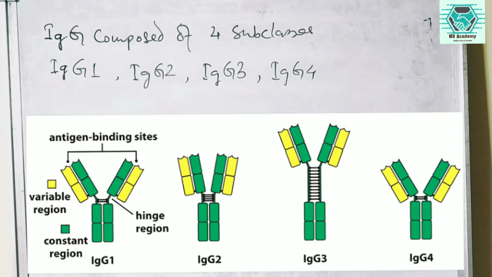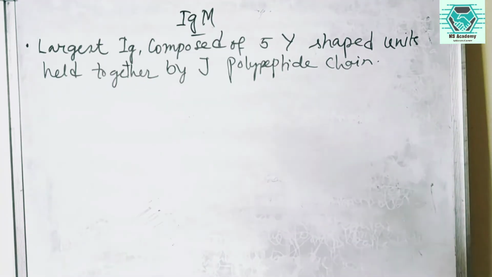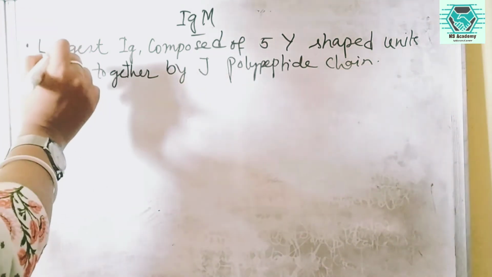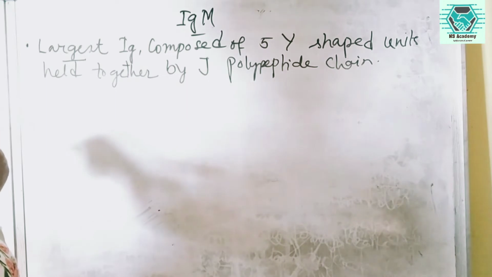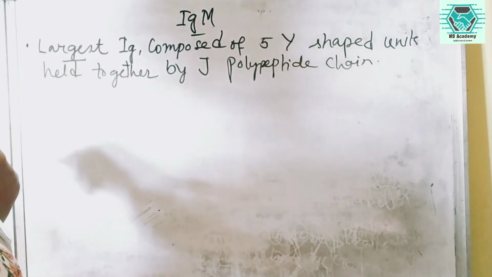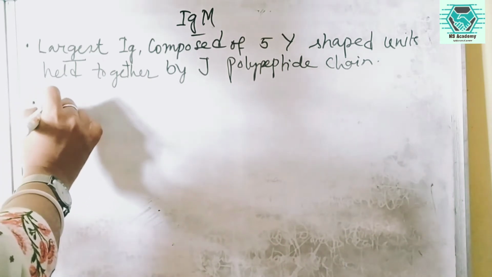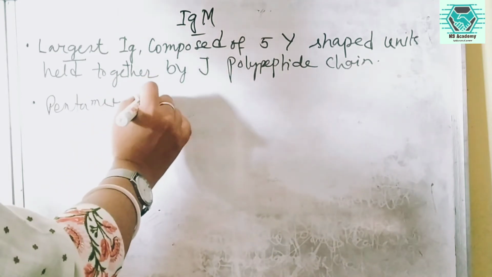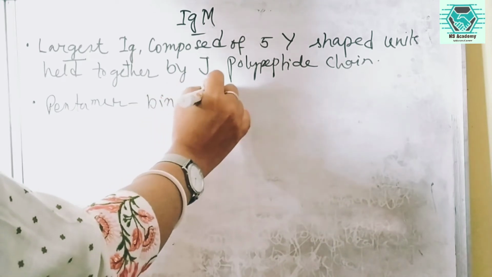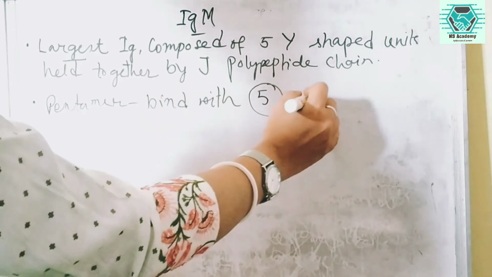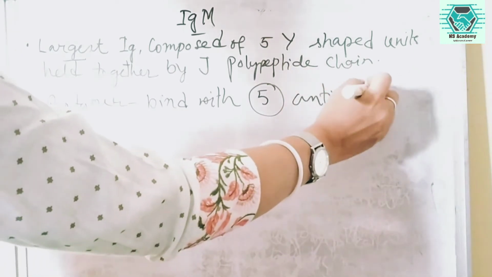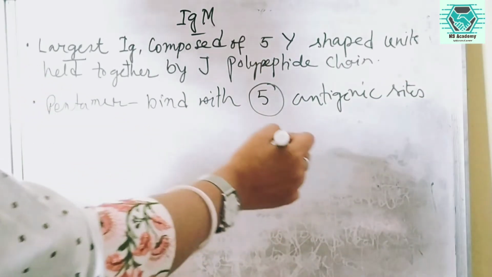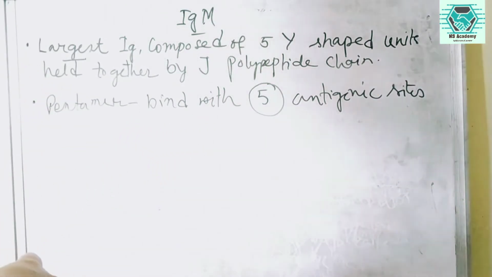Moving to the other antibodies, IgM is the largest antibody, composed of 5 Y-shaped units held together by the J polypeptide chain. They are pentamers, that is, they bind with 5 antigenic sites. Due to its large size, IgM cannot traverse the blood vessels, which IgG can do. Hence, it is restricted to the bloodstream only.